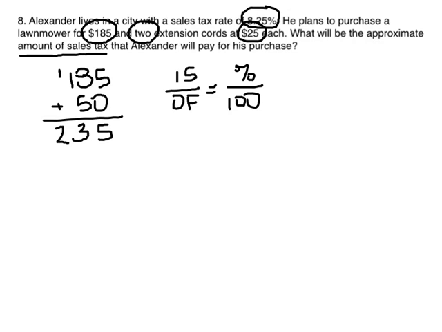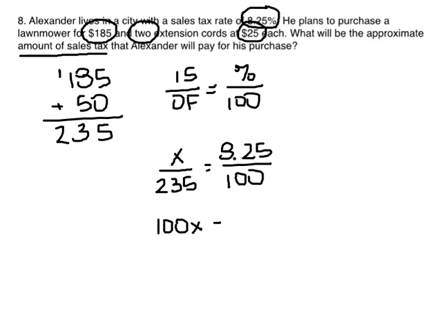So we're going to set up our proportion. Is over of equals percent over 100. So what is, we do not know, the amount of tax of $235, and we are looking for 8.25%. So we're going to go ahead and do our cross product. So 100 times x, so 100x, equals 235 times 8.25. So 235 times 8.25. 5 times 5 is 25.